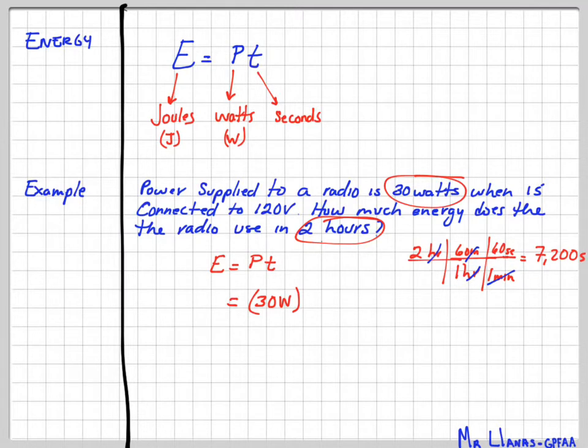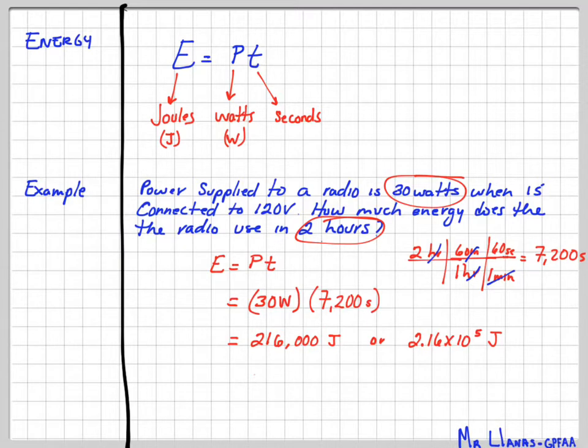But remember that the time has to be in seconds, so let's change that to seconds. That equals 7,200 seconds. So when we plug that in, you end up with 216,000 joules, or 2.16 times 10 to the fifth joules. So that's how you figure out the energy.